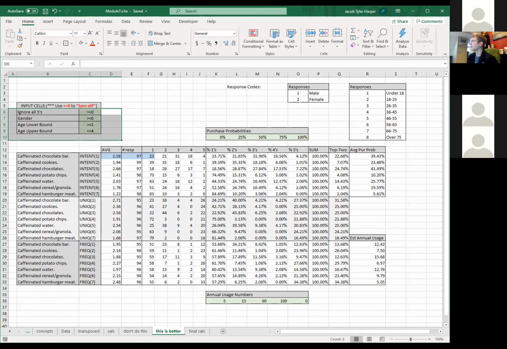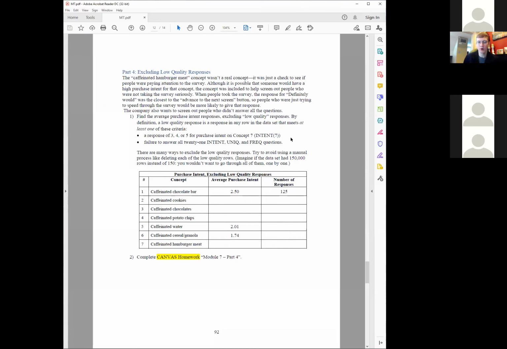What we're doing today is actually quite similar, adding some sort of new criteria to our averages and counts. But today it's just a little bit more convoluted. So today, instead of filtering our data down to a specific gender or age, we want to filter so that we're only including what the book calls high quality responses, and we want to exclude the low quality responses. So what is a low quality response?